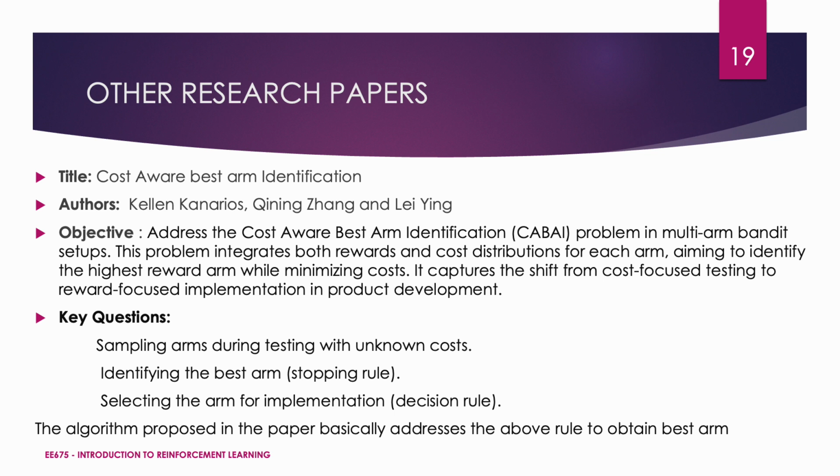The algorithm proposed in this paper addresses all these key questions to obtain the best arm while considering both rewards and costs. It likely involves sophisticated strategies for balancing exploration, which is sampling, and exploitation, which is decision making, to achieve the optimal trade off between maximizing rewards and minimizing costs.